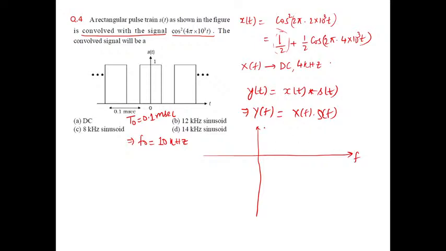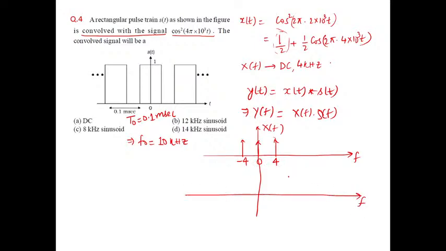Now this will be our X(f). It will have only two frequency components, one at DC and another one at 4 kilohertz. So one is at DC, the other one is at 4 kilohertz. I will show minus 4 kilohertz also. So considering negative frequencies, there are always three components: minus 4 kilohertz, 0 and 4 kilohertz.